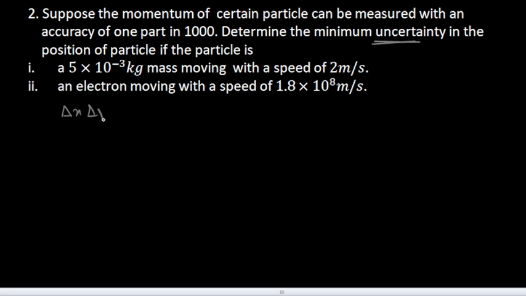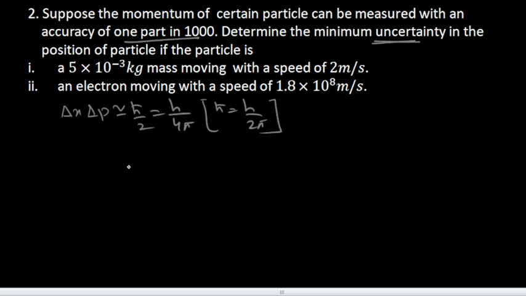Δx Δp is ħ/2, or h/4π, since ħ is h/2π. Okay. And what we have is momentum can be measured with an accuracy of 1 part in 1000. What that means is Δp/p is 1/1000, or 10^-3. Or Δp is 10^-3 p.